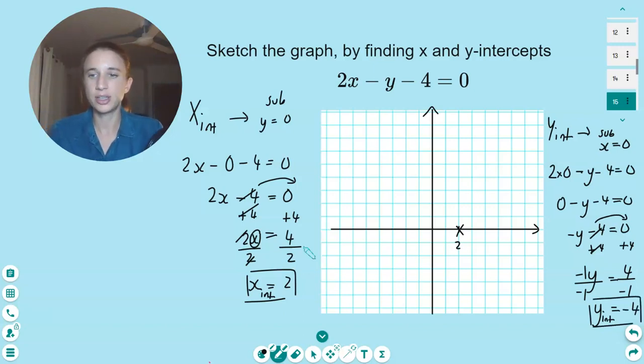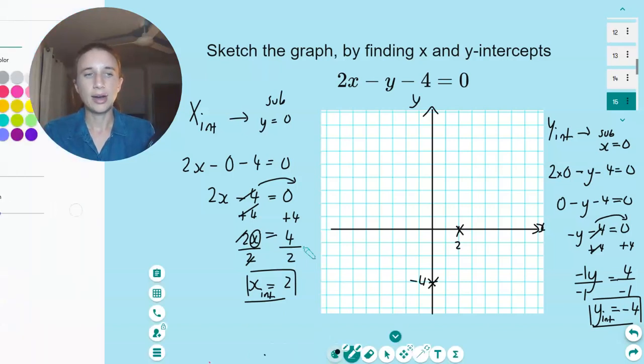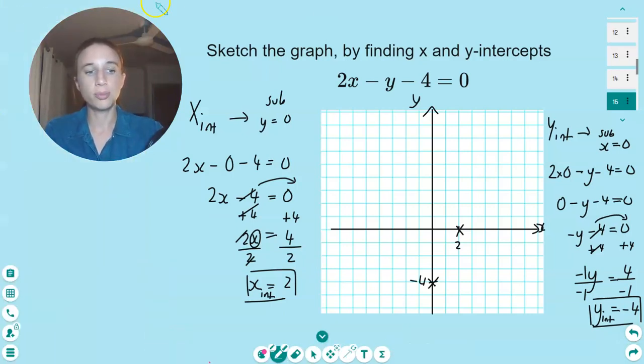This is the process I use. And let's go ahead and plot our y-intercept. So -4. The y-intercept is where it cuts the y-axis. So 1, 2, 3, 4. And we're joining our x and y intercepts to form the graph.